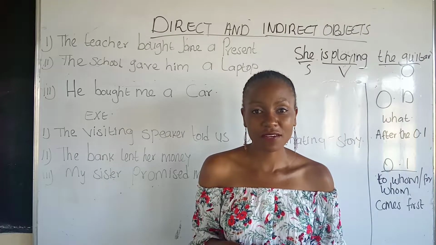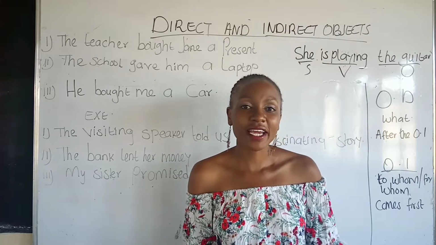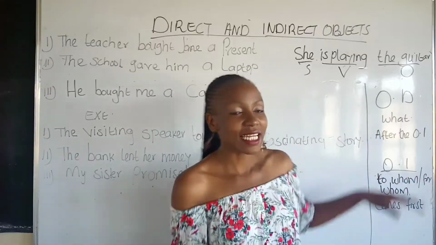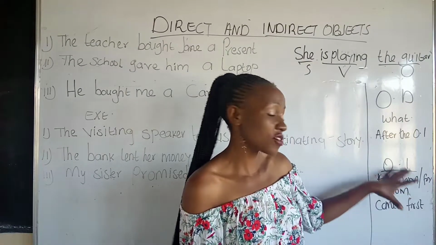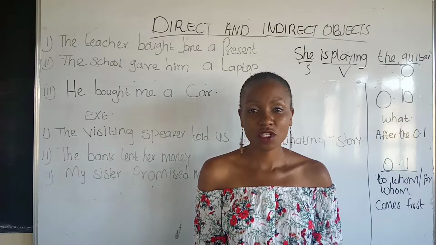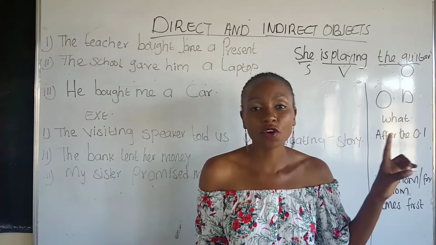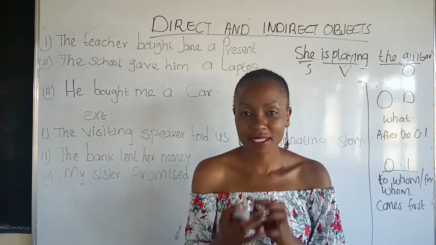In a sentence where we have two objects, we'll have the indirect object coming first, followed by the direct object. The indirect object is a person or an animal that receives the action indirectly. It answers the question to whom or for whom. And lastly, the indirect object usually comes first.